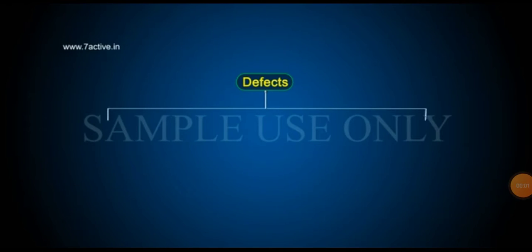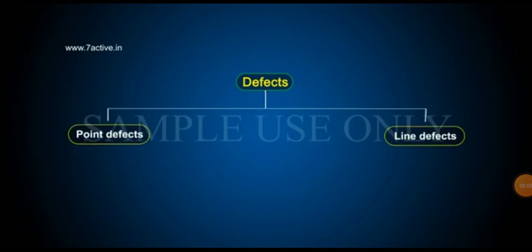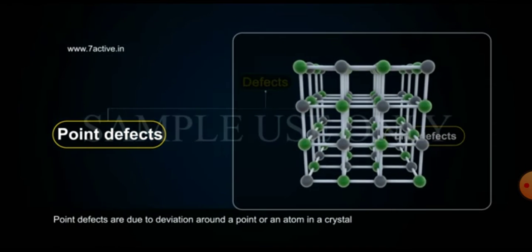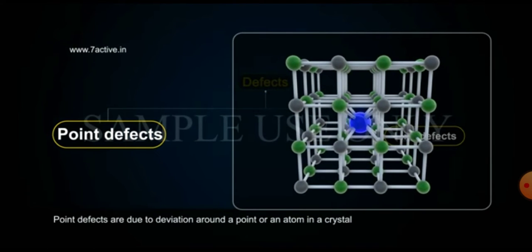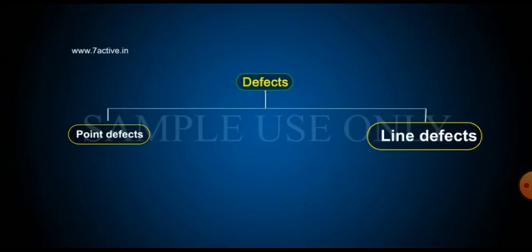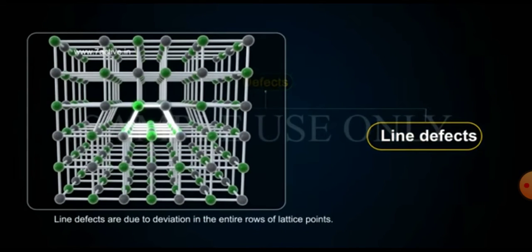types. They are point defects and line defects. Point defects are due to deviation around a point or an atom in a crystal. Line defects are due to deviation in the entire rows of lattice points.